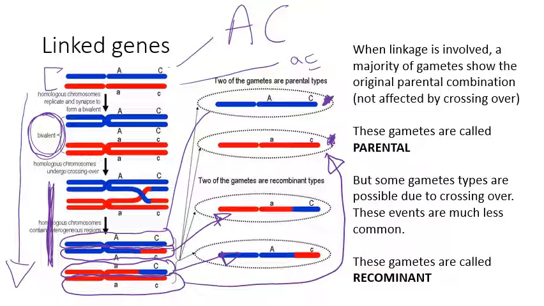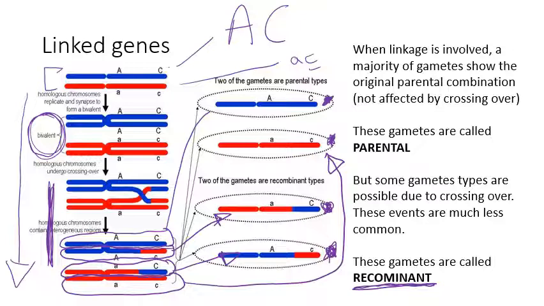The other two combinations, where you're seeing mostly red and a little bit of blue here, and then mostly blue and a little bit of red here, those gametes are known as the recombinant gametes. They form because crossing over has occurred and we see some of those alleles switching places, so they're no longer on the original chromosome that they appeared.